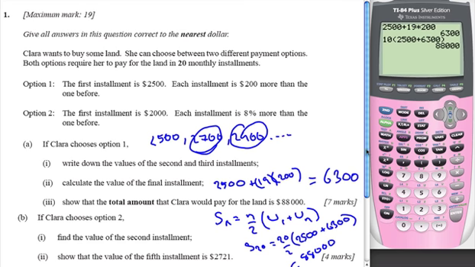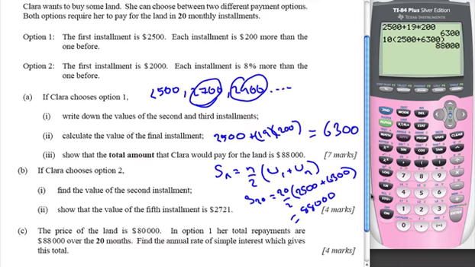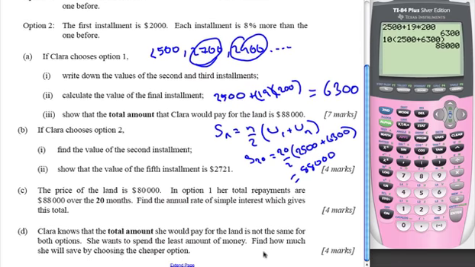Okay, so I'm going to run out of space here. Let's go. If we go with option 2, find the value of the second installment. Okay, so let's do these in a different color. So the second option is that you start with 2,000 and then you become 8% more each month. So the value of the second installment will be... Let's set up a table, shall we, this time?